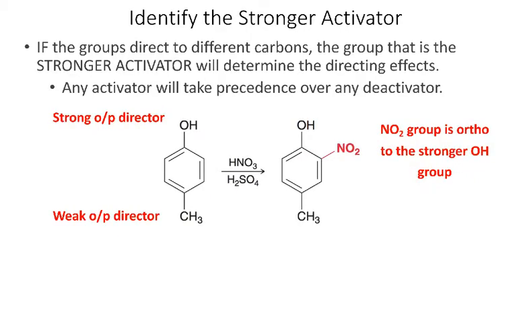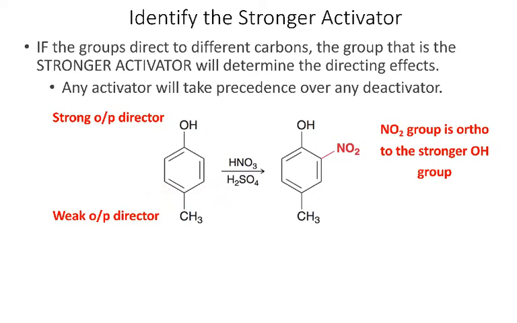So the more interesting examples occur when substituents attached to the benzene ring will direct the group that we're adding to different positions. In this case, we have an OH group, which is an ortho-para director, and a methyl group, which is an ortho-para director. And so both groups would like to put things in the para position, but for both groups, that's blocked. So the OH would like to put the NO2 group here or here. The methyl would like to put it here or here.